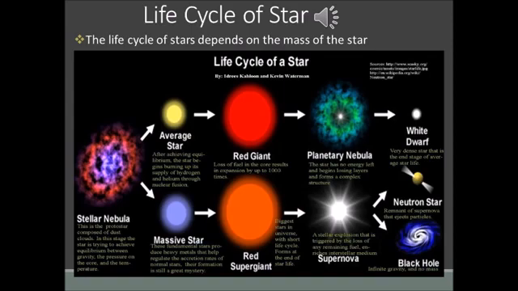Then the high mass stars would start with a stellar nebula, go to a massive star, the red supergiant, then they're going to supernova. And after the supernova, again, depending on how large it was and how much mass it contained, it can either turn into a neutron star or a black hole.